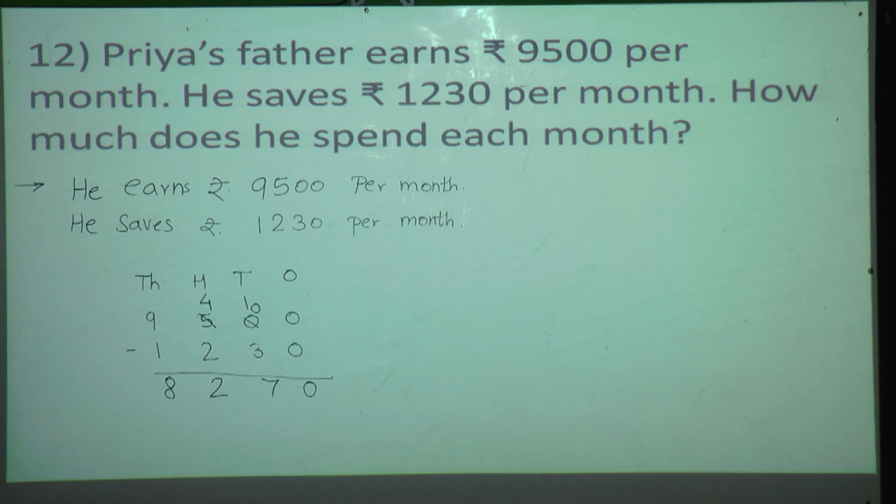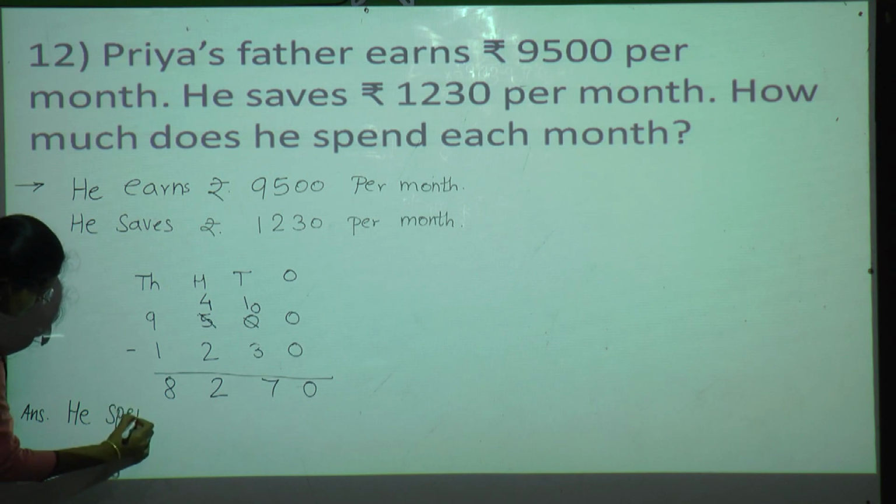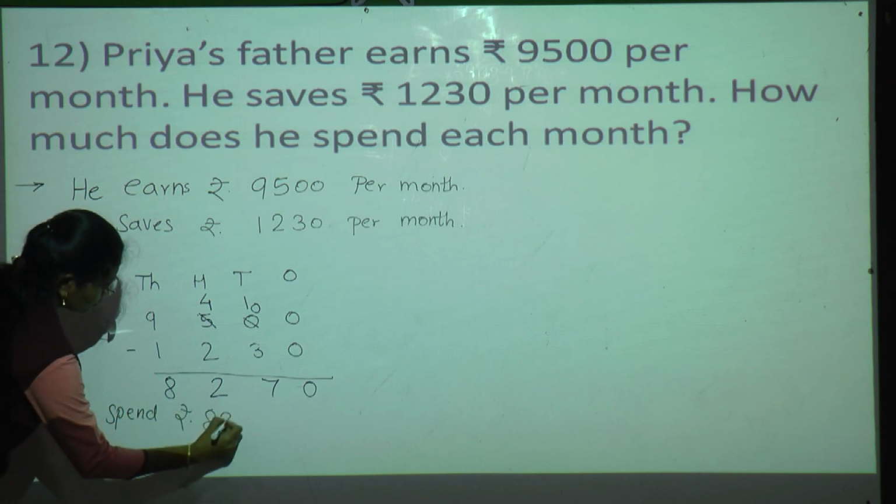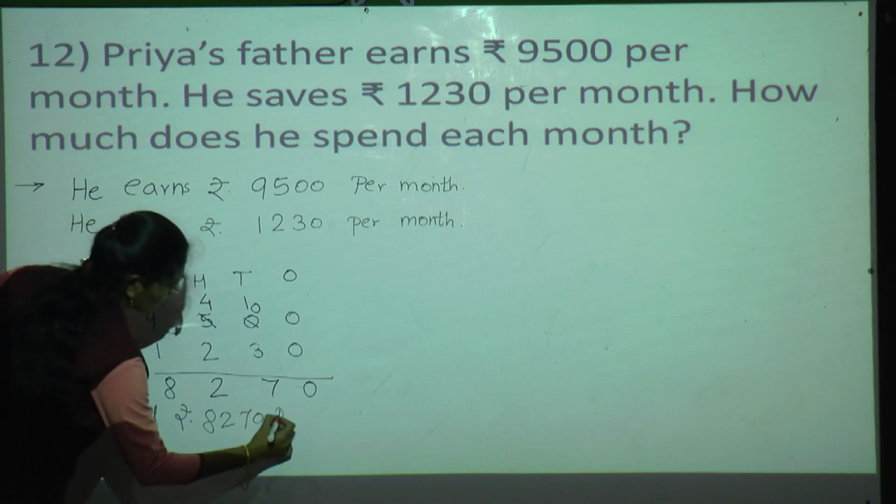So how much money he spent in each month? He spent rupees 8,270 per month. Okay. So write the answer in the sentence. He spent rupees 8,270 per month.